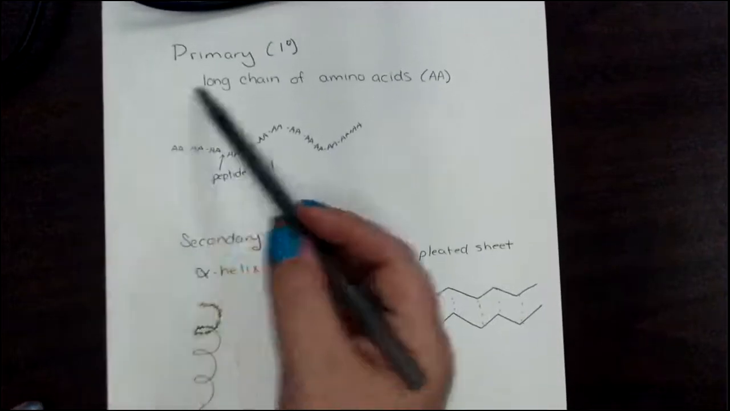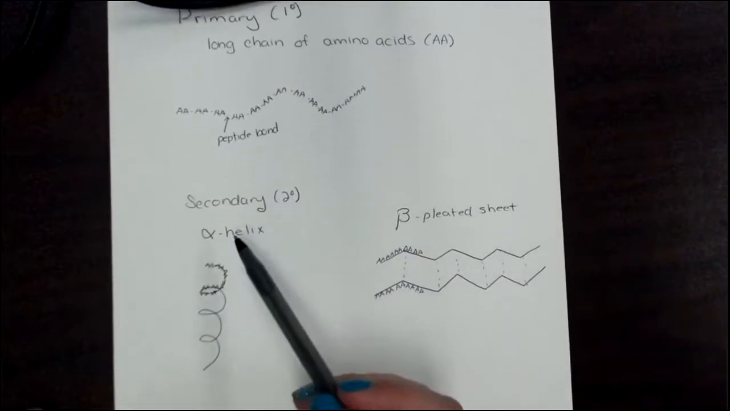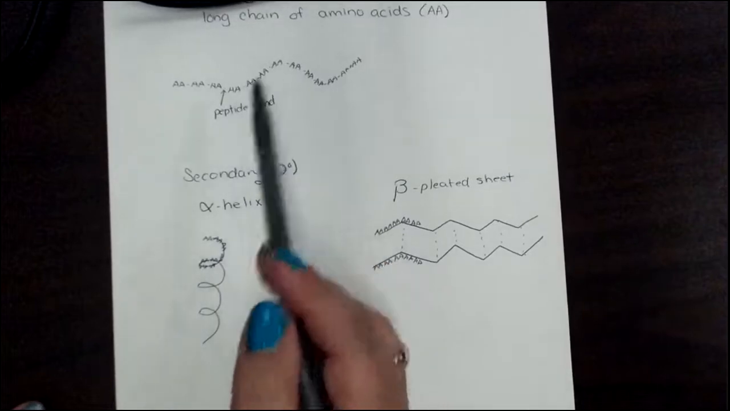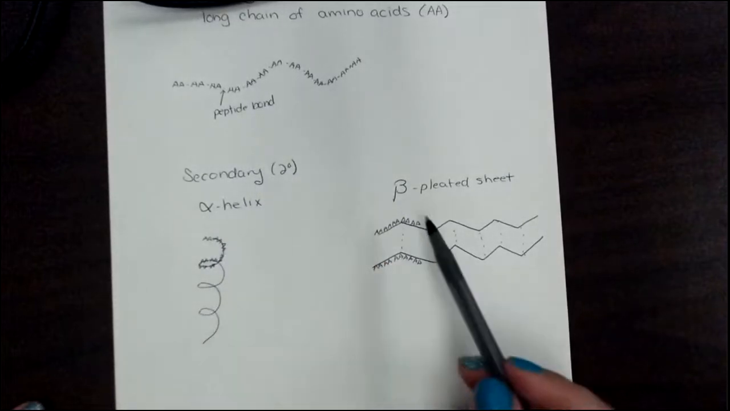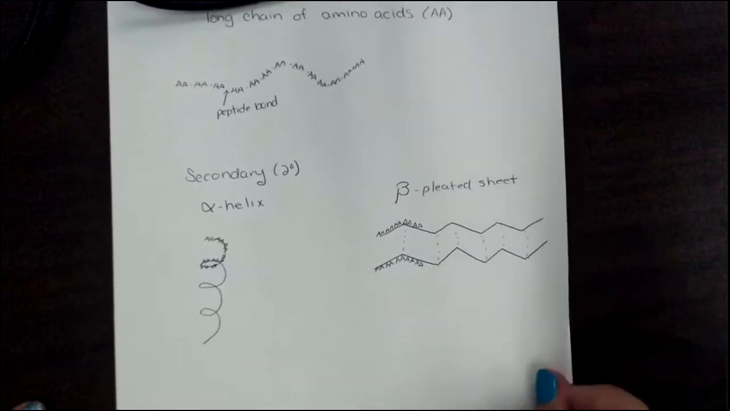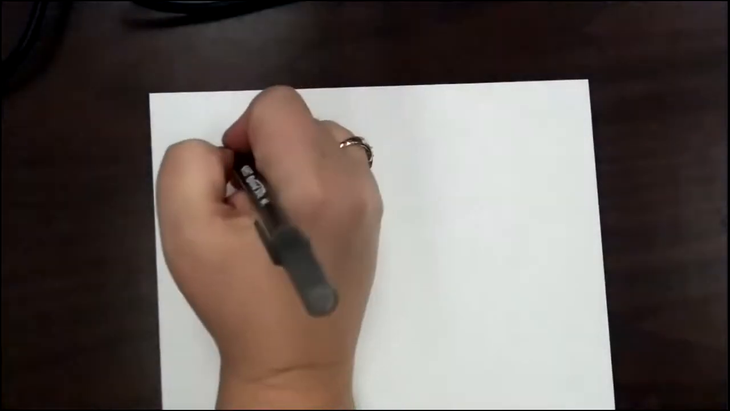Okay, so primary is a single strand, long chain. Secondary, still held together with peptide bonds, but in this case, the primary structure is bent into an alpha helix, or it's bent into this beta pleated sheet.